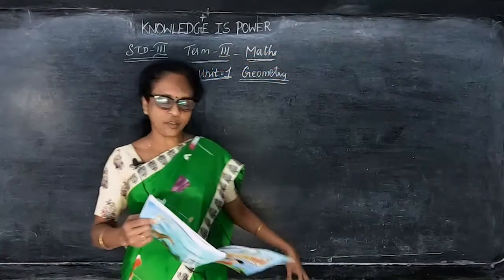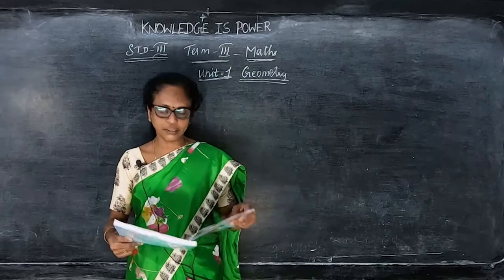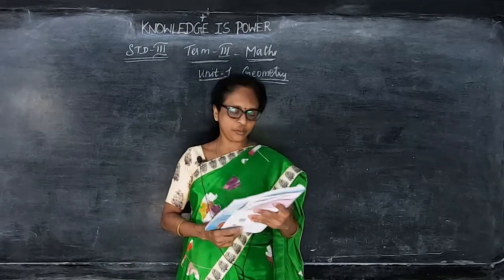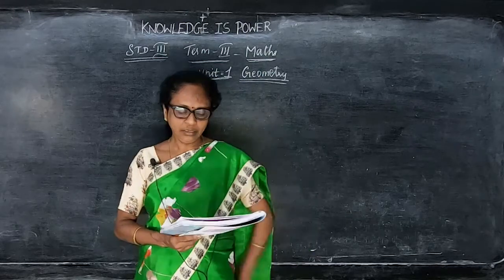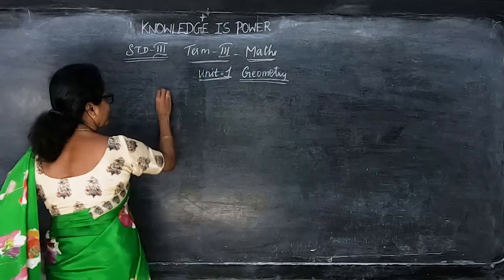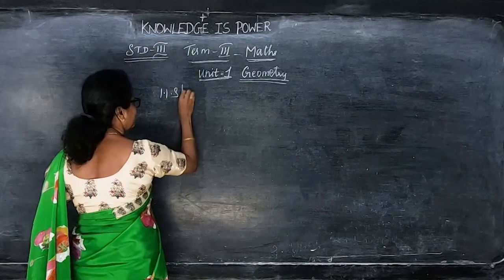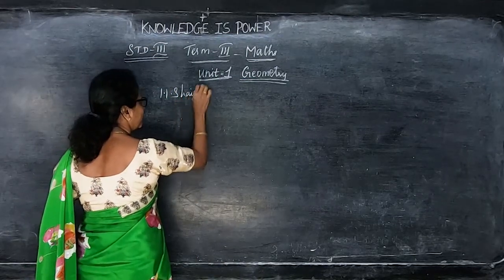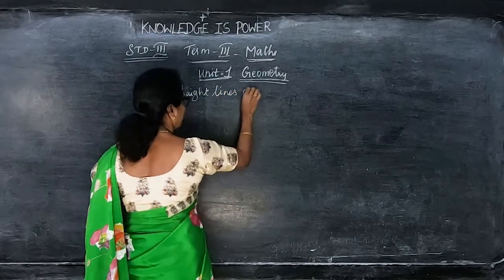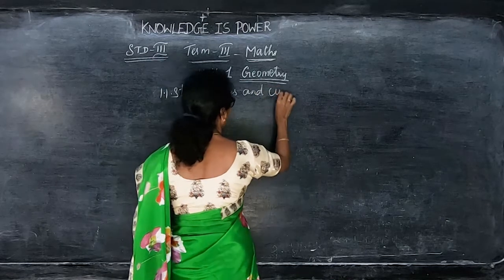Okay, children, now we are going to see the third term, third standard maths. So, unit 1, we are going to see about the geometry. In this geometry, the first one is straight lines and the curved lines. You know the straight lines, what do you mean by the straight lines? And what are the shapes? And what are the pictures you might have seen while traveling the straight lines and the curved lines?